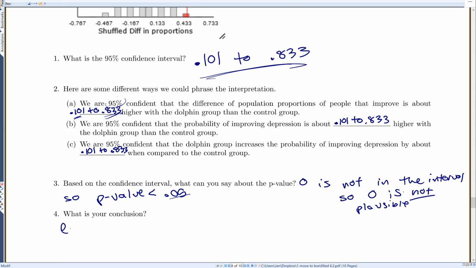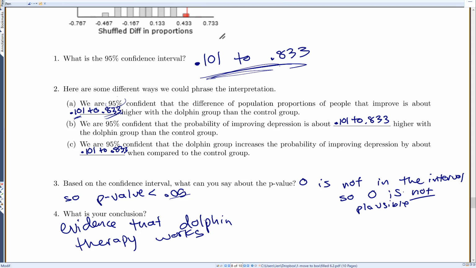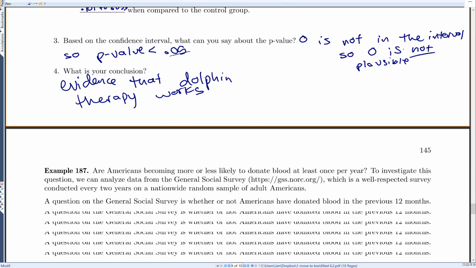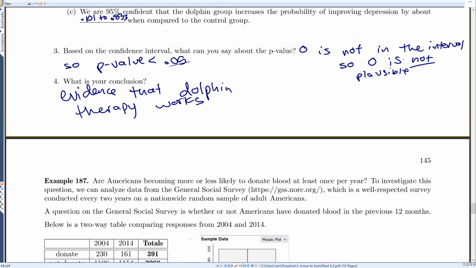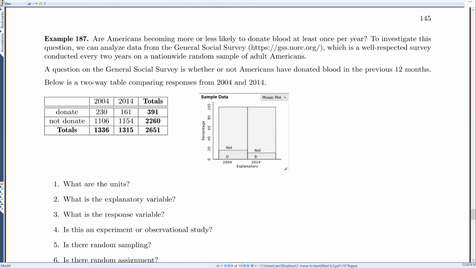So what is your conclusion? We say that we have evidence that dolphin therapy works, because we're pretty sure that the difference in proportions is something bigger than 0. We might not know exactly what it is, but it's bigger than 0, whatever it is in there.